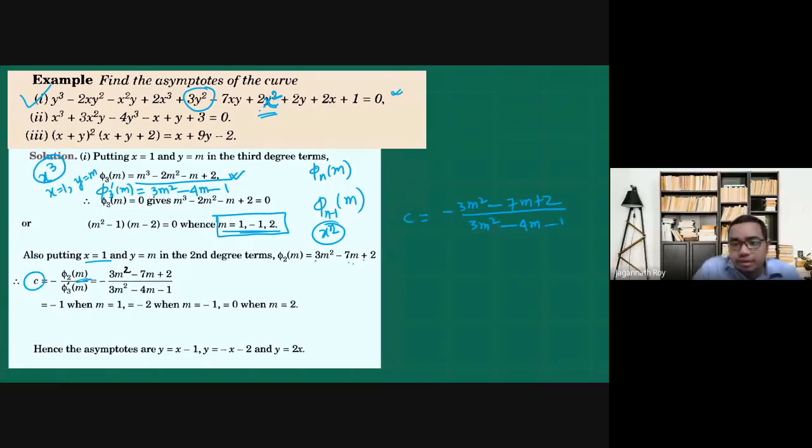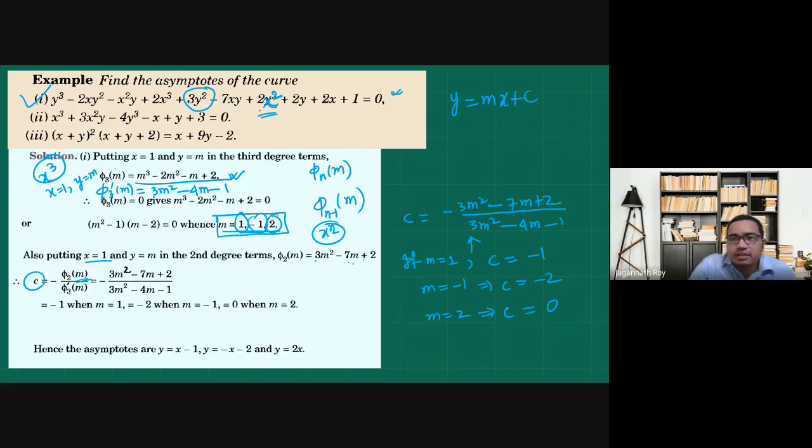So if m equals to 1, because from the first equation we have got m equals to 1, minus 1, and 2. For each value we will find out the C value. So m equals to 1, then C equals to minus 1. M equals to minus 1 implies C equals to minus 2. M equals to 2 implies, if you substitute in this equation, C will be 0.